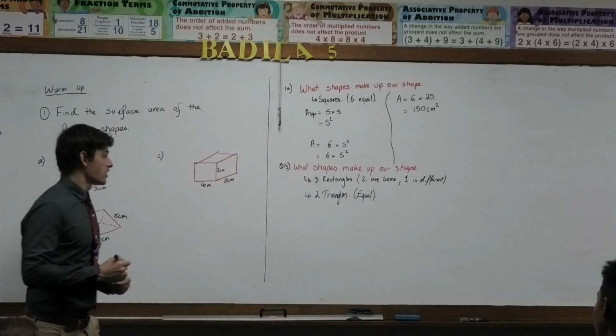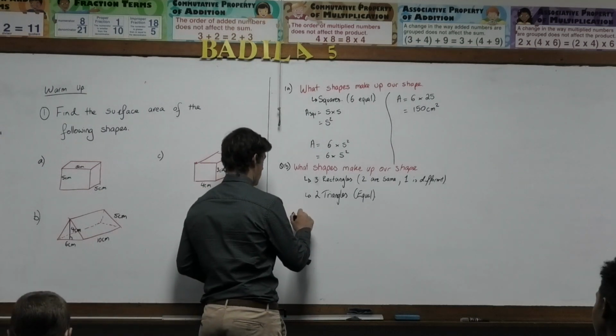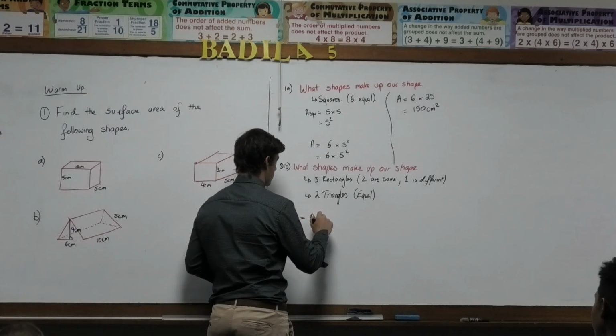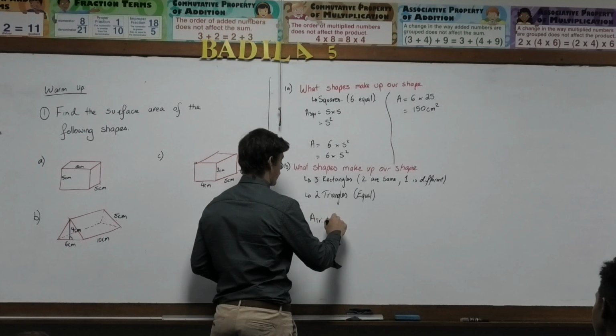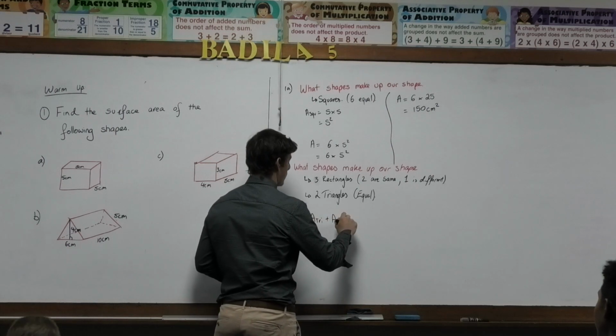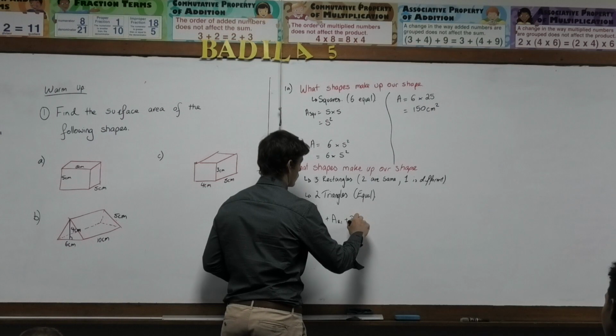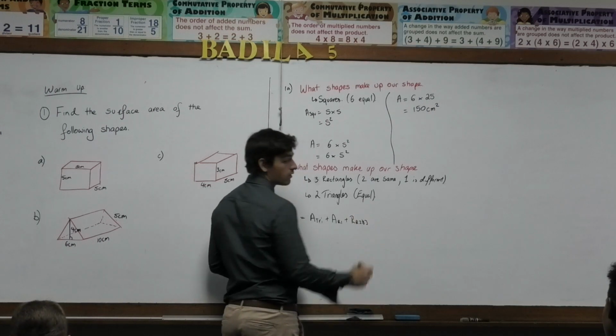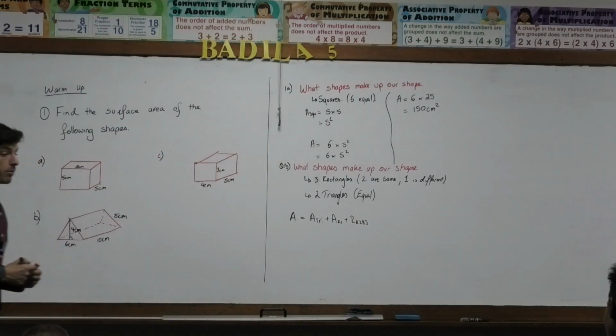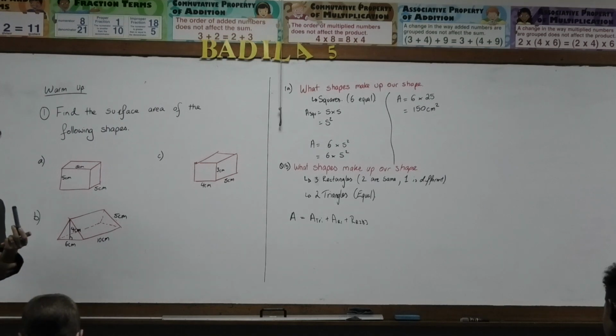Because the area of my total shape is going to be equal to the area of my triangles plus the area of rectangle 1 plus the area of rectangles 2 and 3. Correct? Are we happy with that? Can we find each of those areas individually? We're pretty good at that.